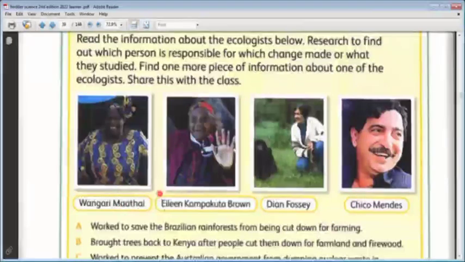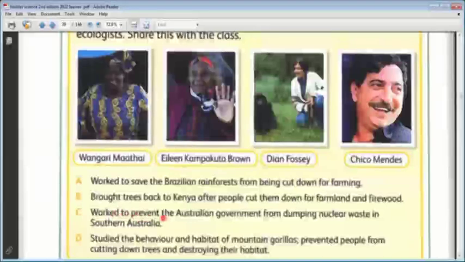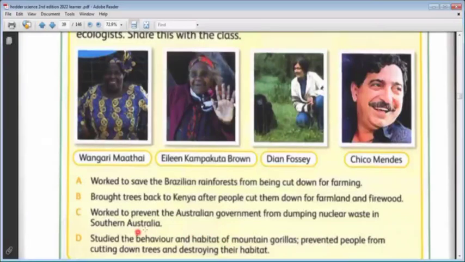The second one is called Eileen Kampakuta Brown. What does this woman do? This woman worked to prevent the Australian government from dumping nuclear waste in southern Australia. The Australian government has a nuclear plant. A nuclear plant is a plant that produces electricity by using nuclear energy.